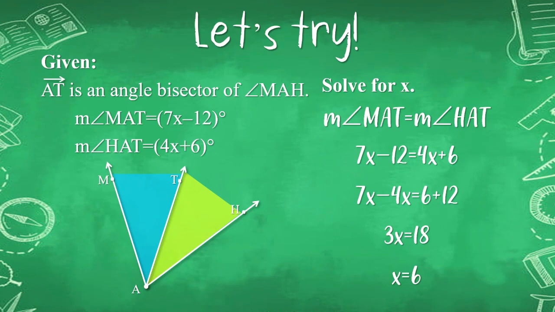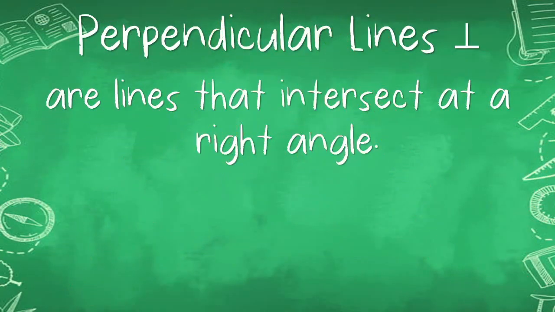Don't forget to press the pause button and replay the solution if needed. Now let's proceed to the second part of our lesson. After the angle bisector, we have perpendicular lines, which are lines that intersect at a right angle.